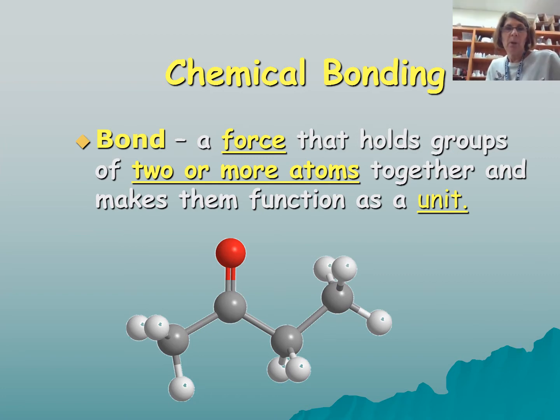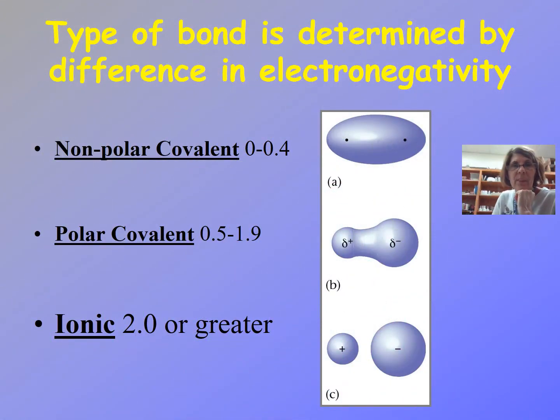So chemical bonding. Bonding is about the force that holds groups of two or more atoms together and makes them a unit. We have different types of bonds that are determined by electronegativity. If you remember, electronegativity increases as you go across a period, an energy level, and if you go down a family vertically, then it decreases.